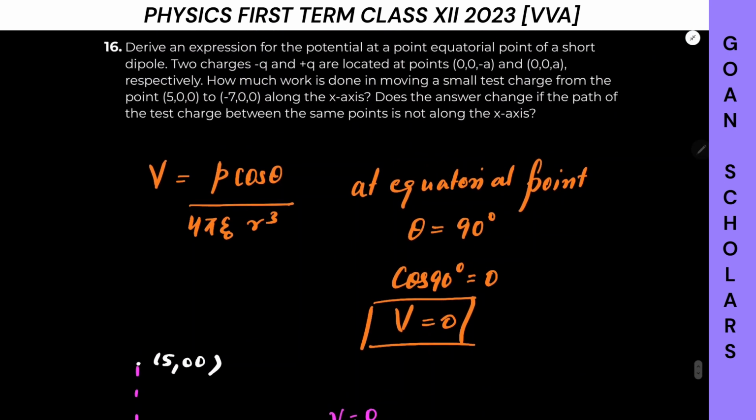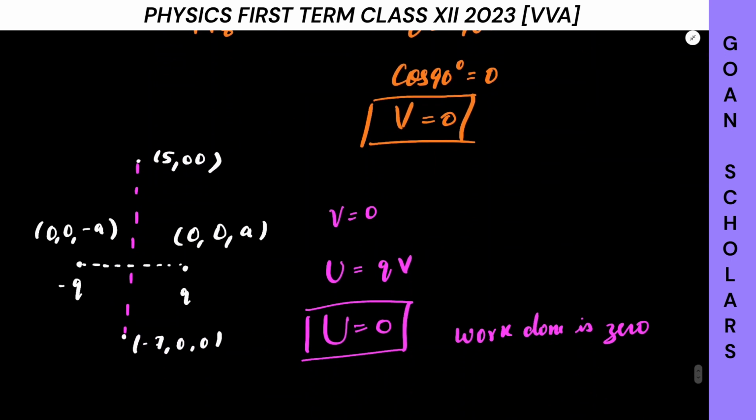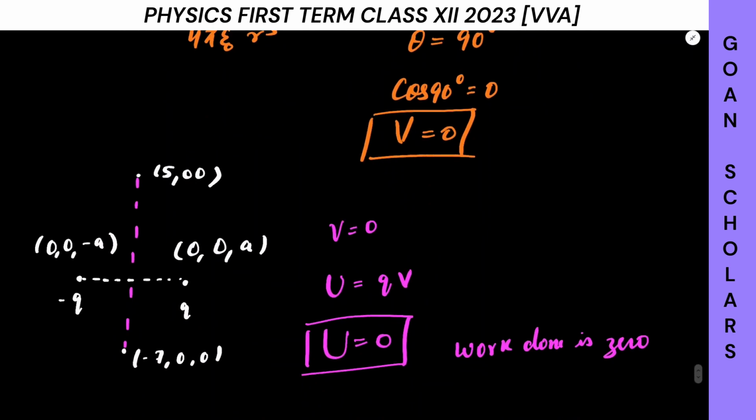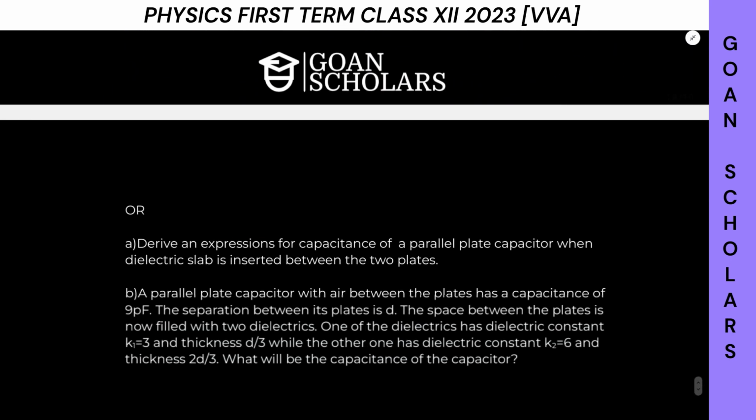Let's move to the next part. Does the answer change if the path of the test charge between the same points is not along the x-axis? If it is not along the x-axis, yes, it will change, because it depends. The angle will be different, and in that case we will first find the potential at those points and then multiply. So if the path is not along the x-axis, it will of course change. So this was the 16th one.